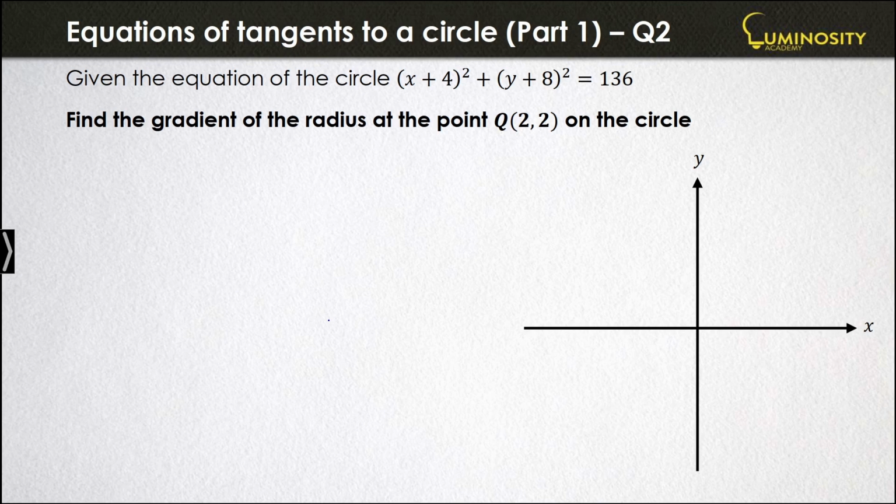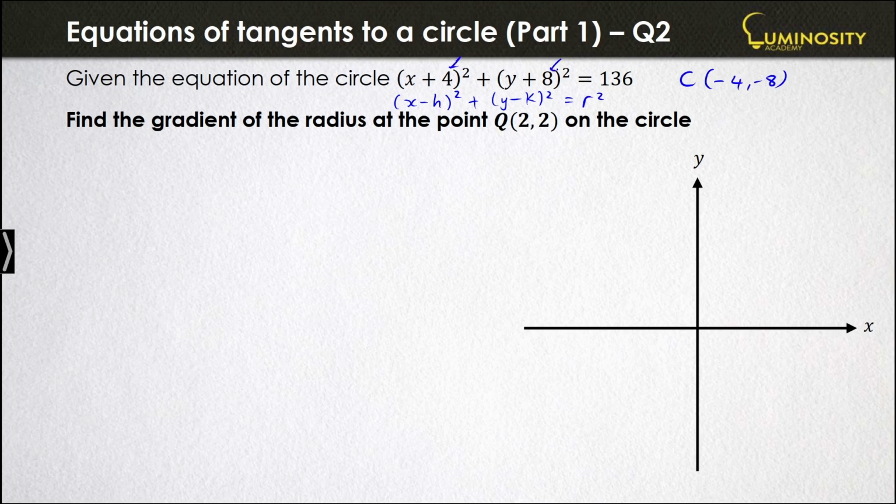We're given the equation of the circle, so it's given in the form (x − h)² + (y − k)² = r². So r² is 136, and here the center is going to be (−4, −8). Okay, always the opposite signs here.